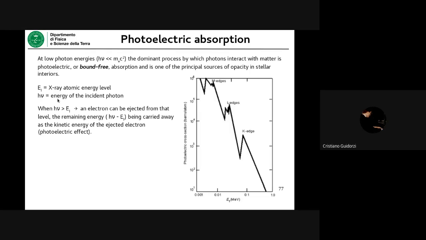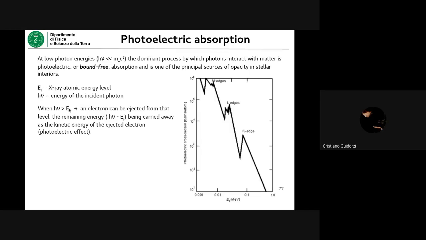You can eject the electron. So just for energy conservation, the ejection of the electron corresponding to that energy level is only possible if you have a photon whose energy is greater, as I said, than the binding energy EI of the corresponding electron you have in mind.